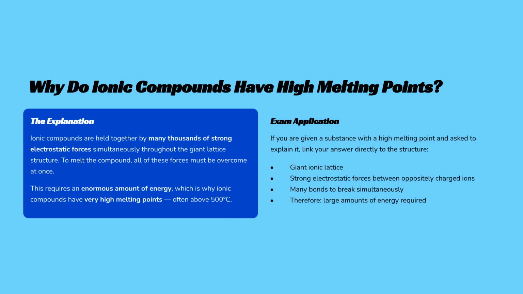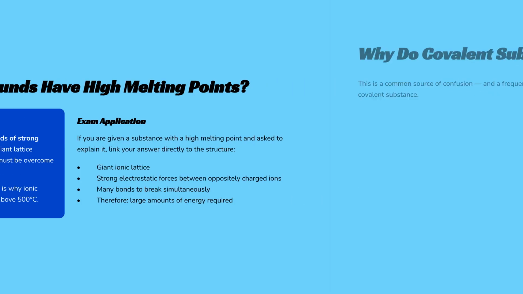Ionic compounds have high melting points because they are held together by thousands of strong electrostatic forces in a giant lattice. Overcoming all these forces simultaneously requires an enormous amount of energy.